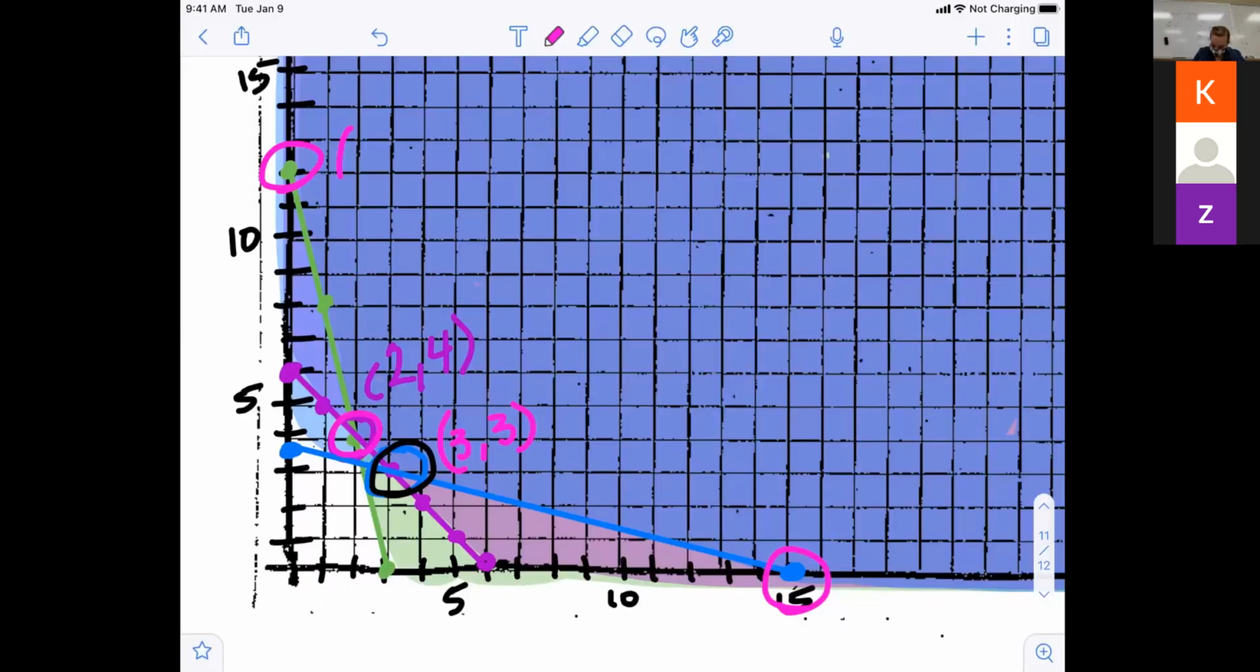Now, so are all the points in here, but we're not going to check all those points. The points that are important that could be minimizing our cost are everything that's on the edges. So again, all of those points work. We're not going to check all of them. So we have 4 points to check this time. We have 0, 12. We have 2, 4. We have 3, 3. And we have 15, 0.